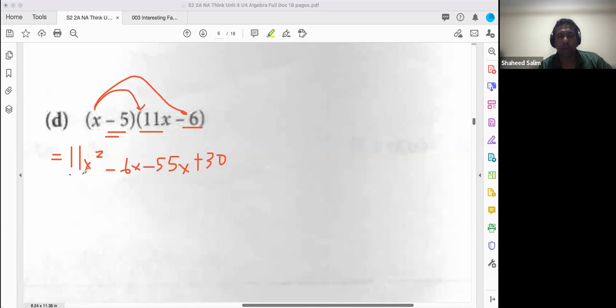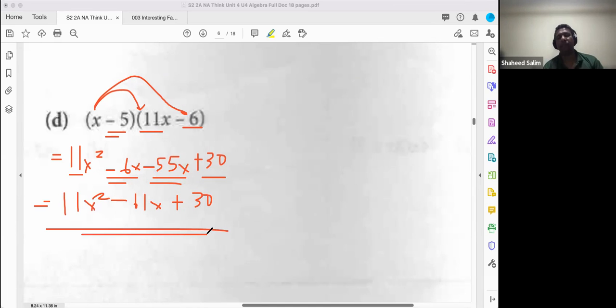So there are 4 terms, 1, 2, 3, 4. But term number 2 and term number 3 can be simplified further, because negative 6x and negative 55x gives negative 61x, plus 30. And then 11x squared here. This is the expanded version.